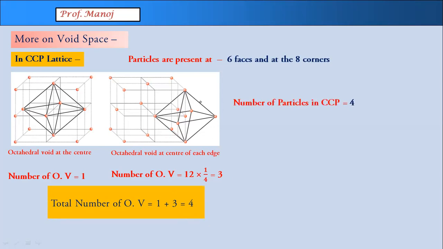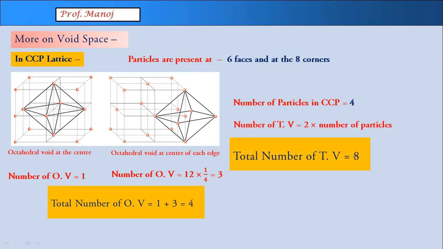टेट्राहेड्रल देखते हैं. एफसीसी में टोटल एटम्स है 4, तो टेट्राहेड्रल वॉइड्स रहेंगे 2 into 4, that's 8. So total voids are 8 plus 4, that is 12. This answer is from NCERT book, but they ask usually as a direct result finally how many tetrahedral voids, how many octahedral voids in CCP lattice.